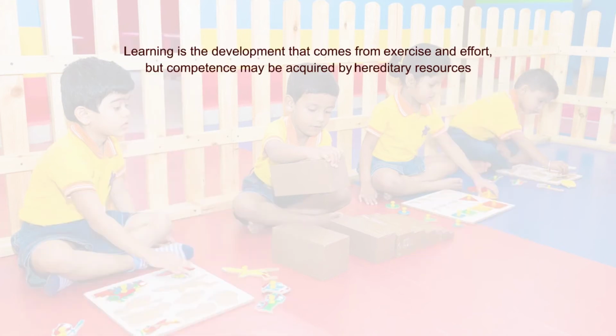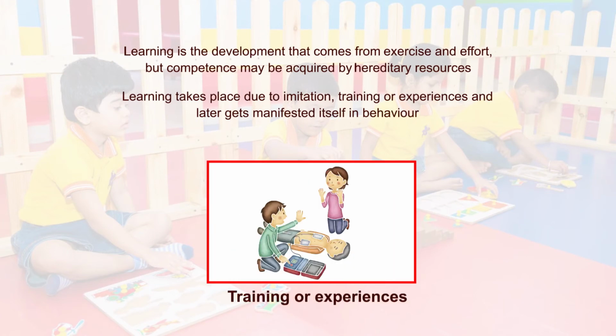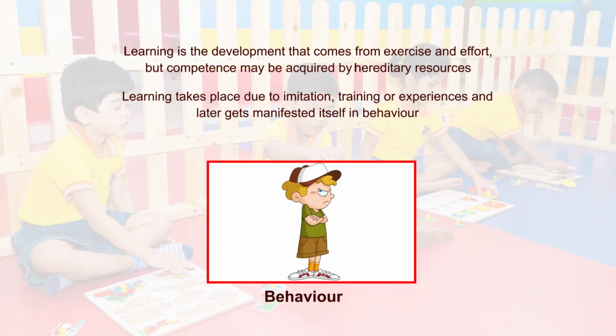Learning is a development that comes from exercise and effort, but competence would be acquired by the hereditary resources. Learning takes place due to imitation, training, or experiences, and later gets manifested in behavior. Hence, it should be understood that maturation is only a raw potential which has to be fed with learning experiences to develop towards its fullest form.